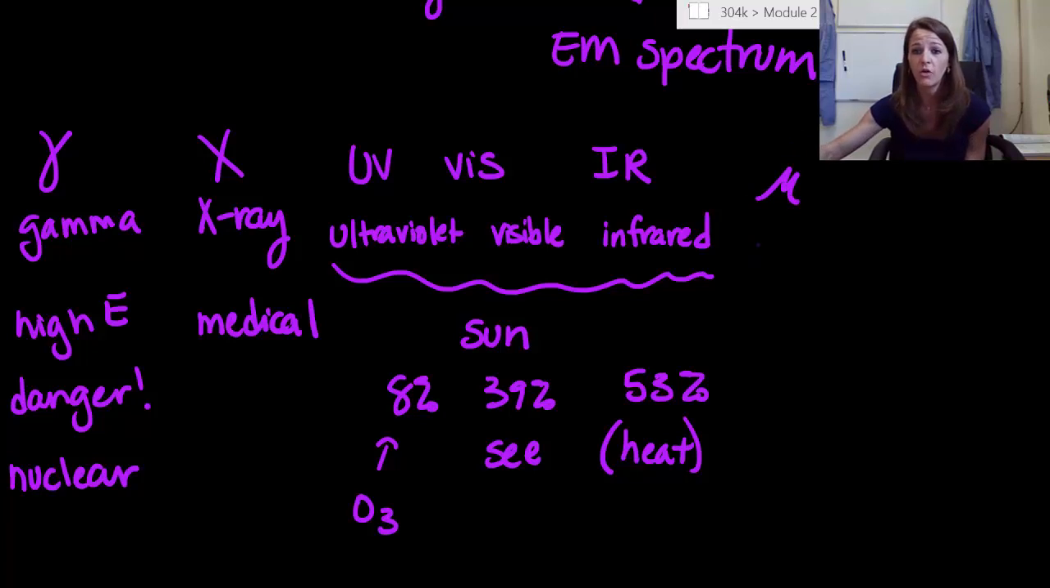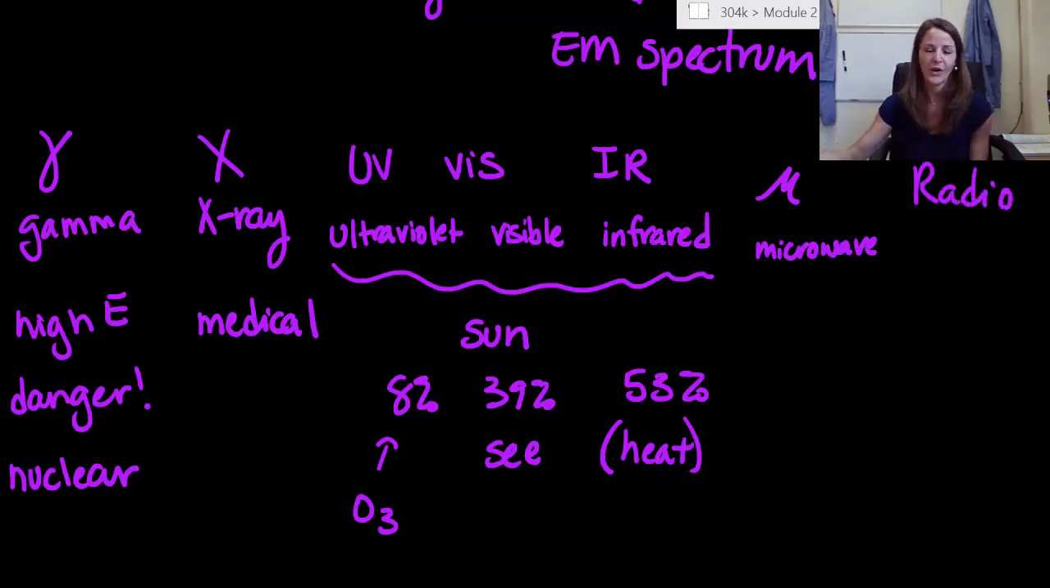So we have micro, also known as microwave. Okay, we've probably heard of these before. And then we also have radio. And radio doesn't really have a letter, so we just write radio. Radio is our lowest in energy. So in your mind, you should be thinking these are the safest.